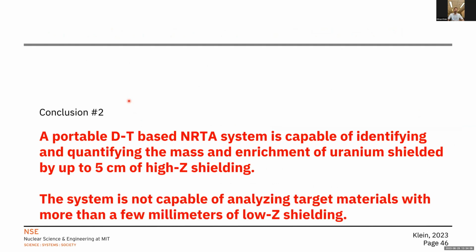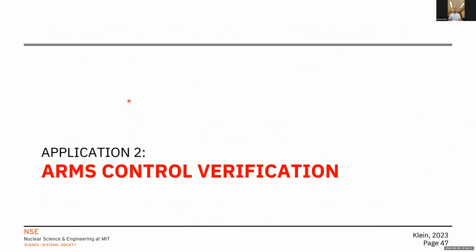The other conclusion, which we touched on, is that the system isn't capable of dealing with more than a few millimeters of low Z shielding. So if you know that you're going to have a lot of plastic around your target, or someone may try to use that as shielding, you'd probably want to look for another technique to use.